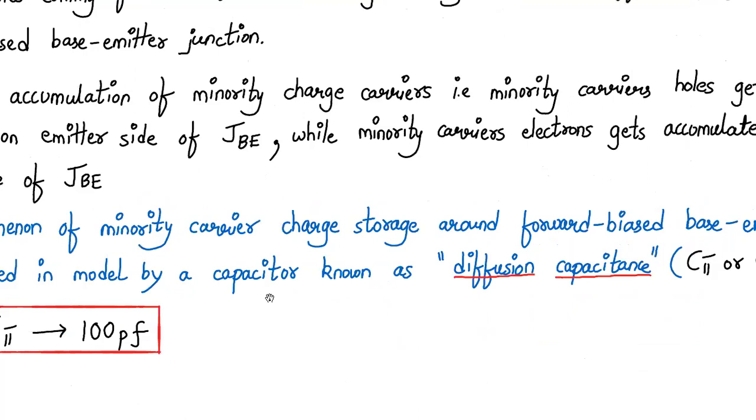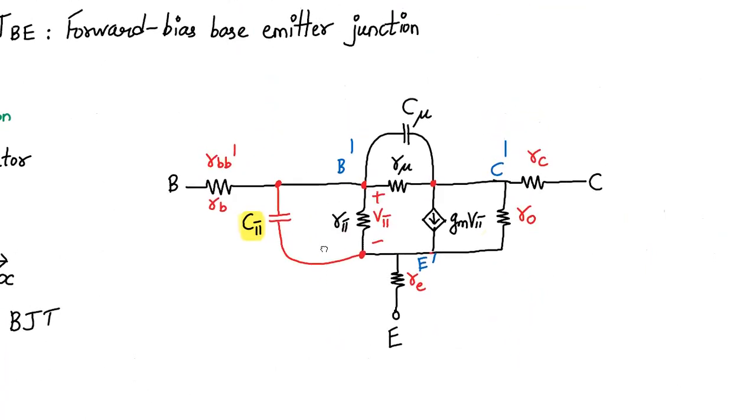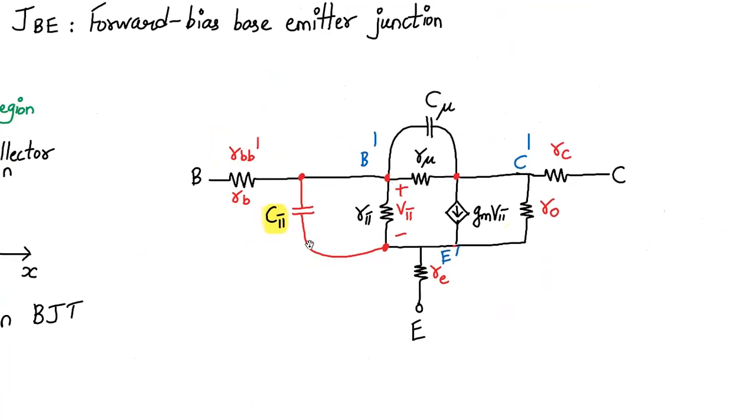And the C pi value is around 100 picofarad. So this phenomenon is represented in the model with a capacitor connected between the base terminal and the emitter terminal in the form of C pi. It is highlighted in the red color, and the C pi value is also highlighted. So this is due to the diffusion of carriers and the subsequent charge storage of minority carriers on either side of the base emitter junction. And that is what it is representing, and that is applicable only at higher frequencies.